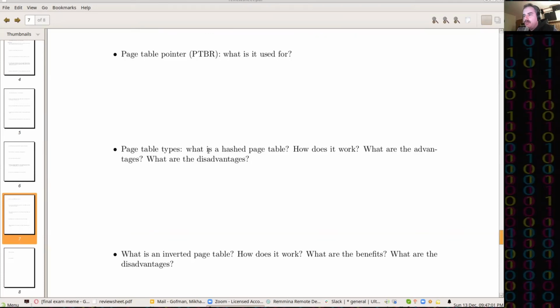Okay. Next, let's talk about the page table types. For example, what is a hash table? How does it work? What are the advantages? What are the disadvantages? Before we talk about the different types of page tables, let's learn why we need different kinds of page tables.